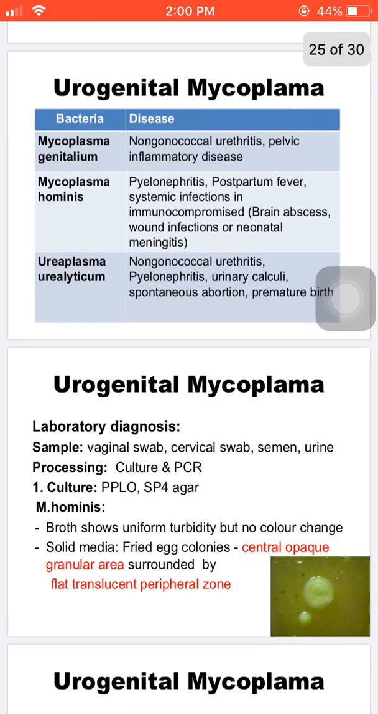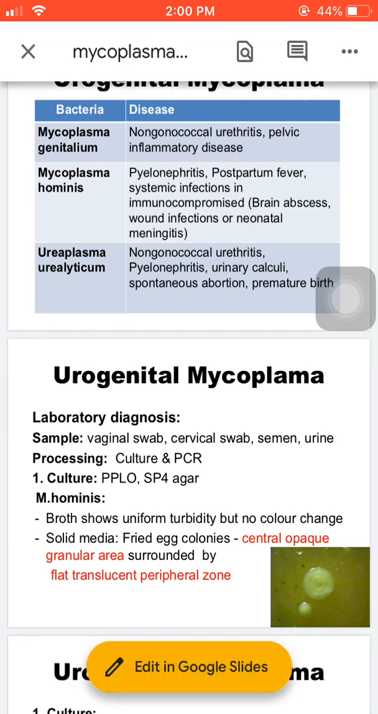So what are the clinical manifestations they produce? Mycoplasma genitalium causes non-gonococcal urethritis and pelvic inflammatory disease. Mycoplasma hominis causes pyelonephritis, postpartum fever and some systemic manifestations like meningitis and wound infections. Ureaplasma urealyticum causes non-gonococcal urethritis, pyelonephritis, urinary calculi, premature delivery and spontaneous abortions. It can also cause chorioamnionitis, endometritis, etc.